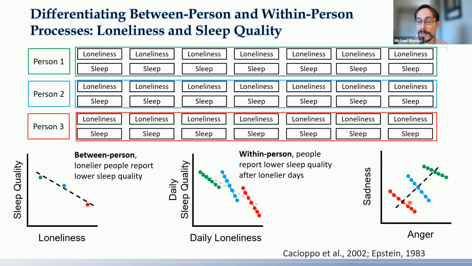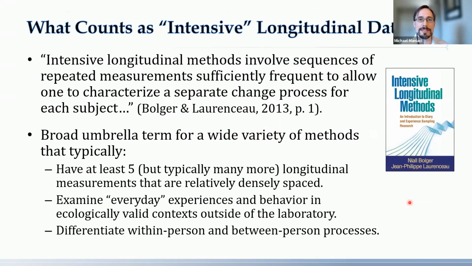If I measure momentary anger and sadness, or if I ask you at the end of the day, how angry did you feel today? How sad did you feel today? Or if I look at a time scale of weeks or months or years, we might get very different patterns. So in a sense, intensive longitudinal methods really aren't so different than other sorts of longitudinal methods. But I want to clarify what I mean by intensive.